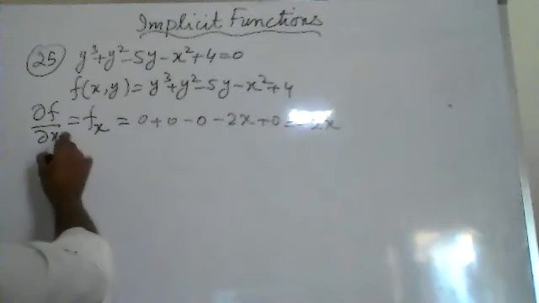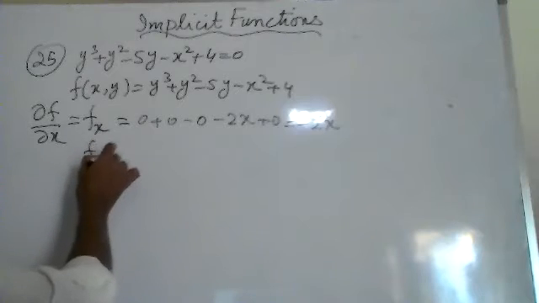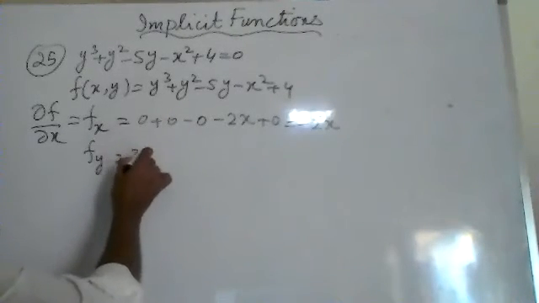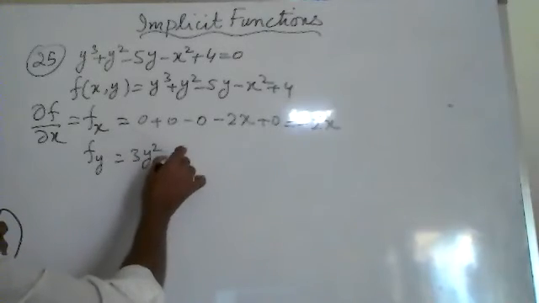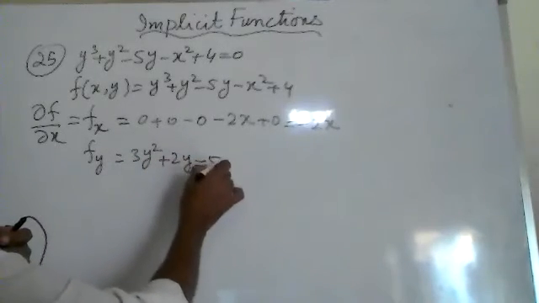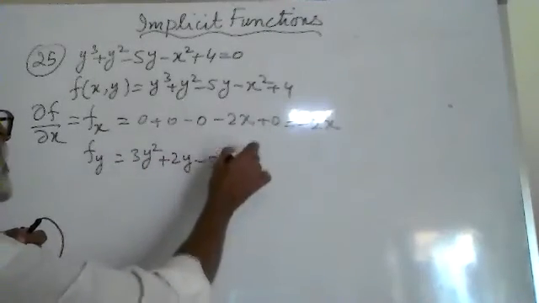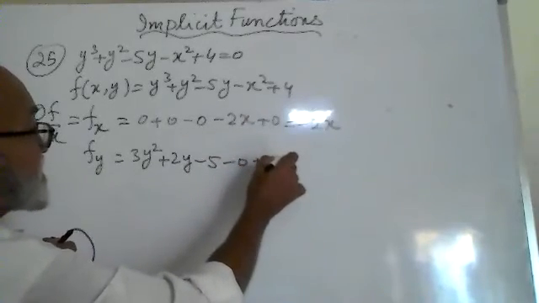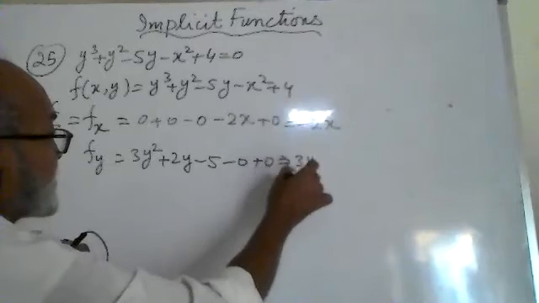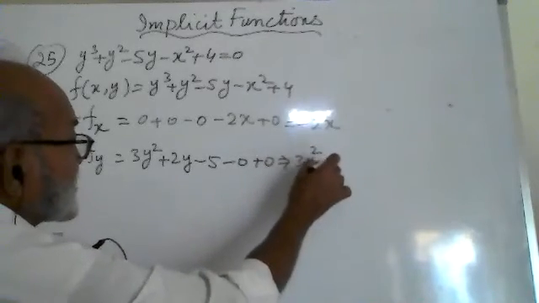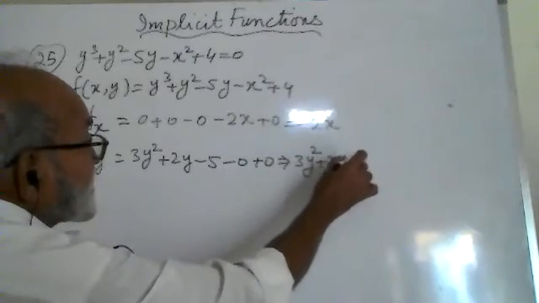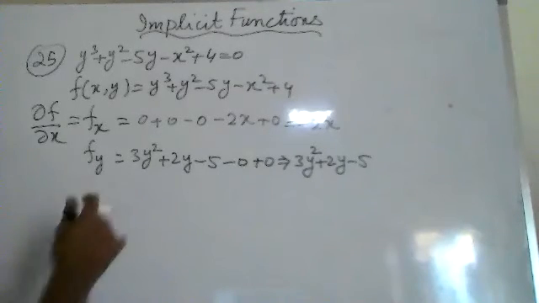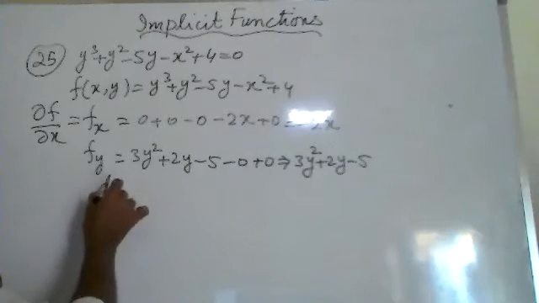Now we'll find f of y, the partial derivative with respect to y. This will become 3y square plus 2y minus 5. The other terms have no y, so they are 0. So this is 3y square plus 2y minus 5.